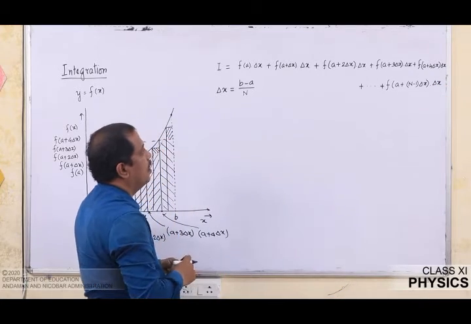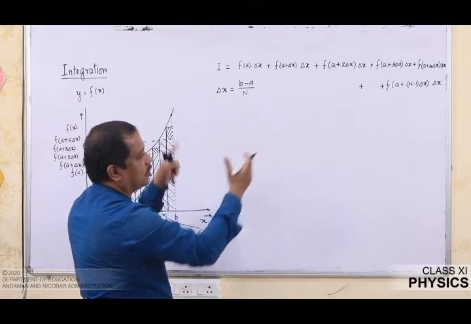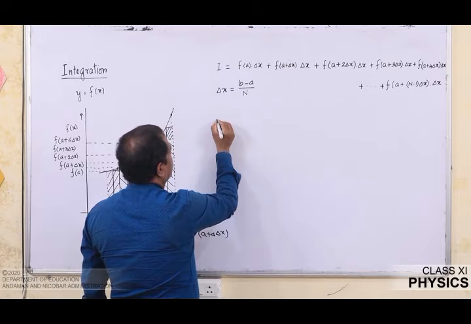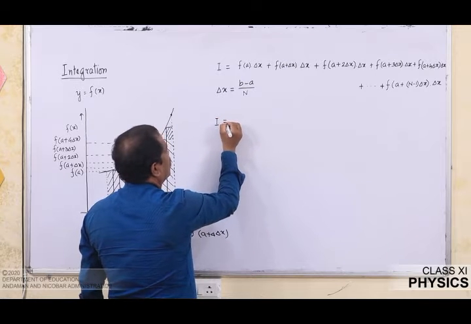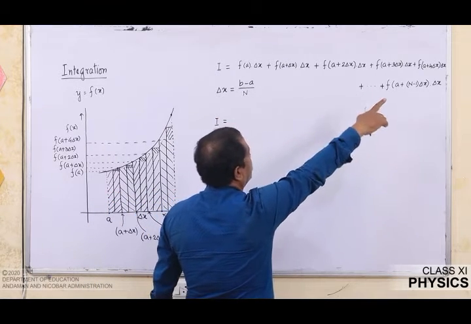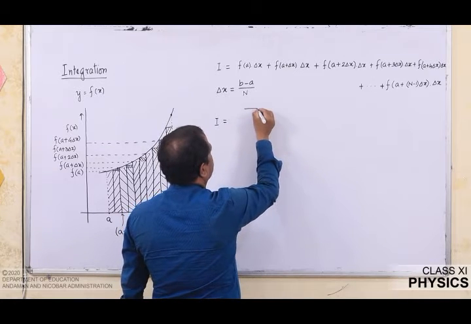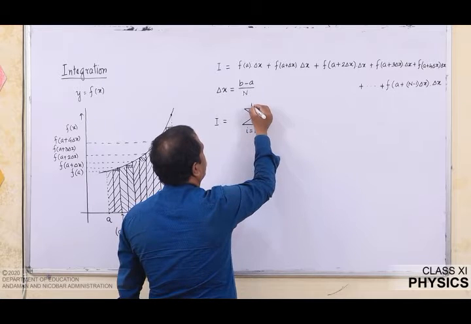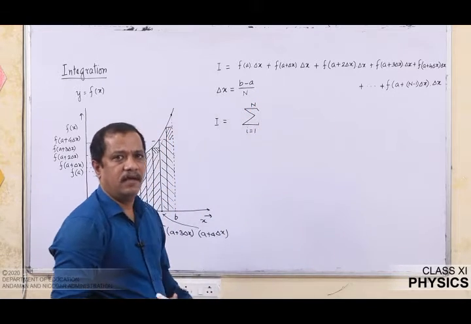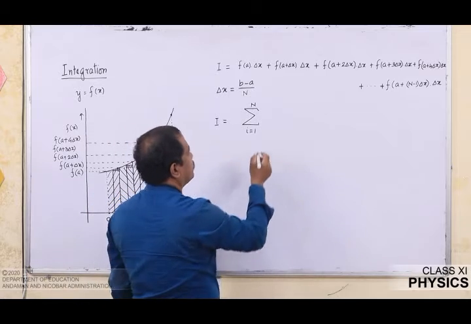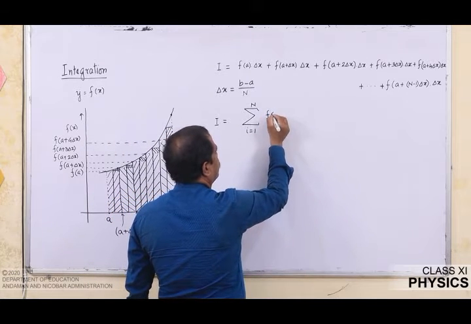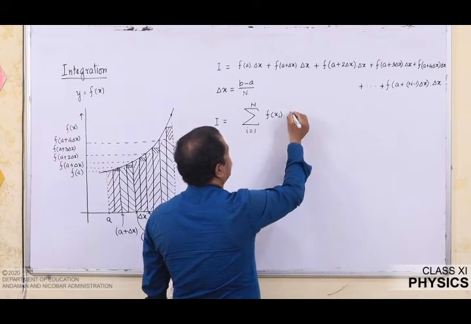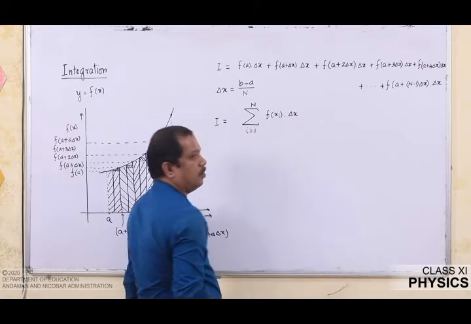Now, I am going to write the entire expression in a condensed form, and that could be written as I is equal to, I am finding the summation, delta x is common for all. So, therefore, I say summation of i is equal to say 1 to n. N strips I have, I should have n terms, and I say here this is f of xi. So, this is function for me times del x is common for all.